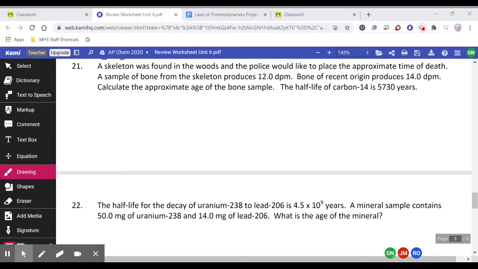Welcome back. This is part 2 of the Unit 6 Nuclear Chemistry Review Worksheet or Study Guide. Yesterday we left off on number 21, so we'll start there.